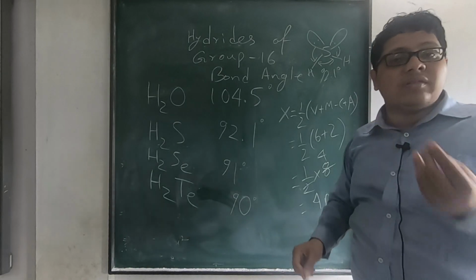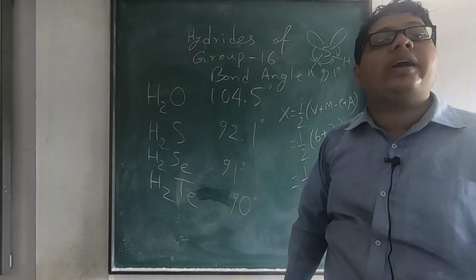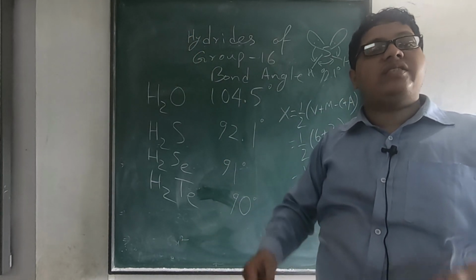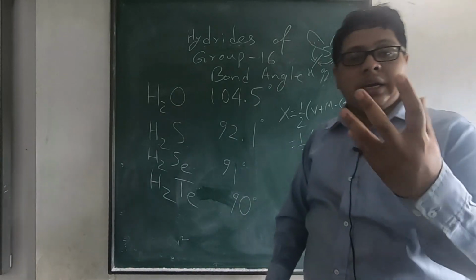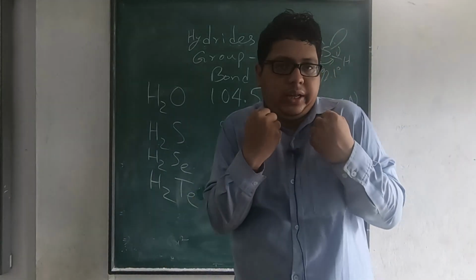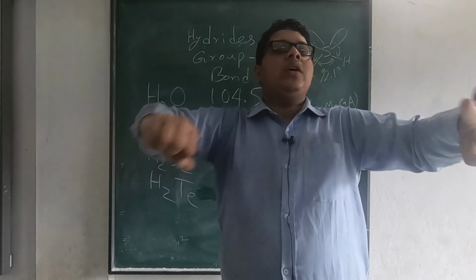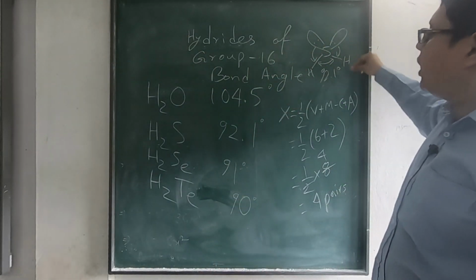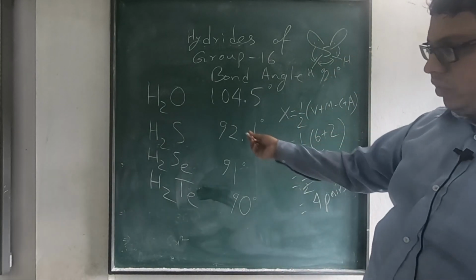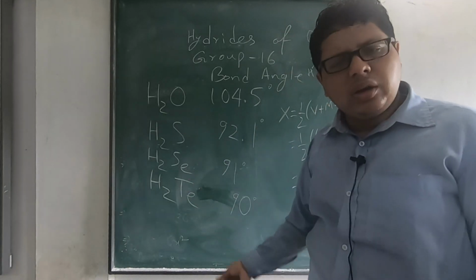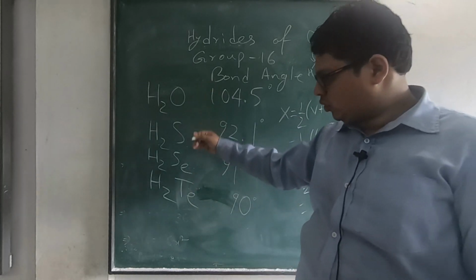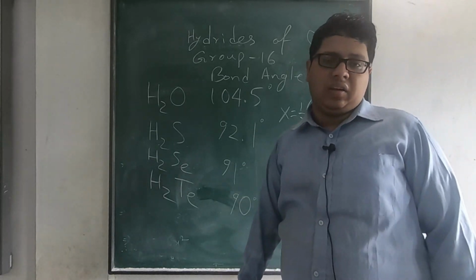So why is that happening? Because the sulfur atom is not as electronegative as the oxygen atom. Since it is not as electronegative as oxygen, the lone pairs of electrons are more free. They are not held as strongly as they are held by oxygen. So they can repel more, and the bond angle gets pushed and becomes smaller and smaller. The same thing happens to selenium and tellurium. They are all even less electronegative than oxygen, so there the bond angle decreases further.